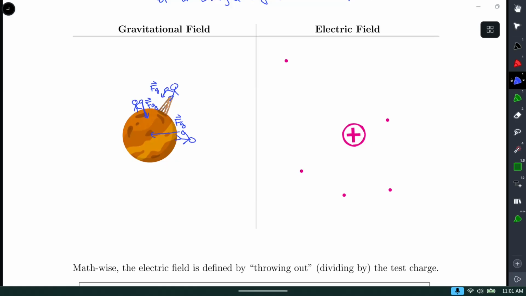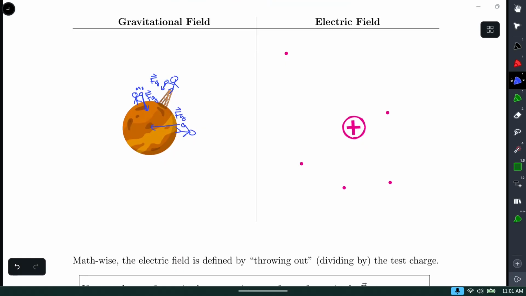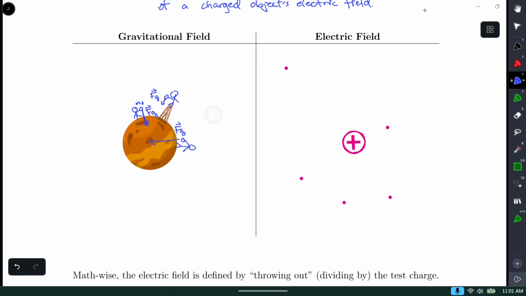So we call it a test mass. We'll call it M0. And we use it to gauge something about the planet. We call that thing we're gauging about the planet its gravitational field. And we'll define it to be the gravitational force on that test mass, on that little rock, divided by the mass of the rock. The mass is the universal thing, that it'll be the same no matter what planet we're on.